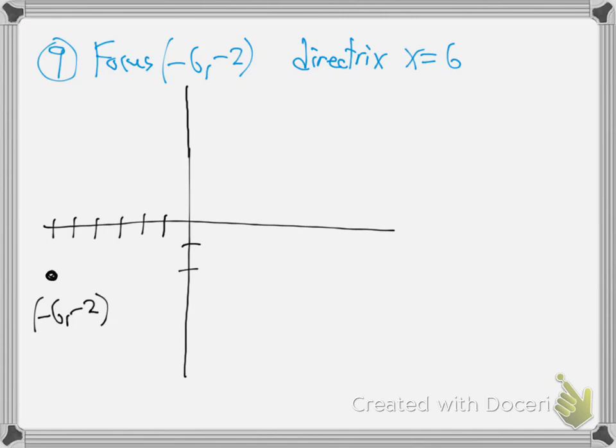So -6, -2 is the focus. And the directrix line goes straight through the x-axis at 6. So 1, 2. That means it's directly behind the bottom of the parabola. So there's the directrix line. Yeah, the directrix line is behind the parabola, and the focus point is inside the parabola. So you got to find the center there, huh? This is over 6. That's 6.